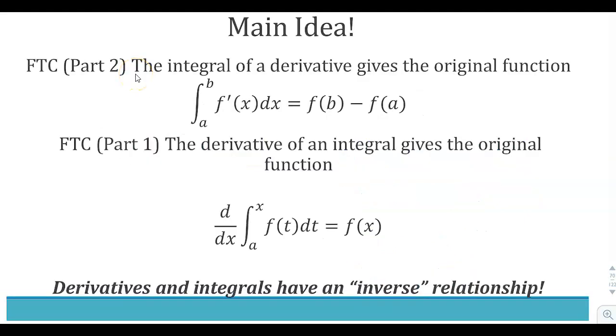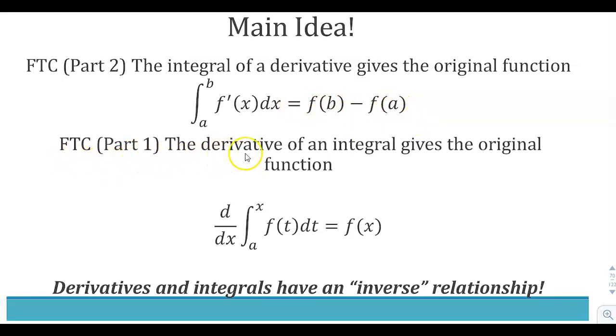So now finally, this was called the Fundamental Theorem of Calculus, so that should indicate its importance. And here's the main idea. The FTC Part 2 said that the integral of a derivative gives the original function. So if I have the integral from a to b of f prime of x dx, so the integral of a derivative f prime, that simply gave us f, the original function, evaluated at b, minus f evaluated at a.